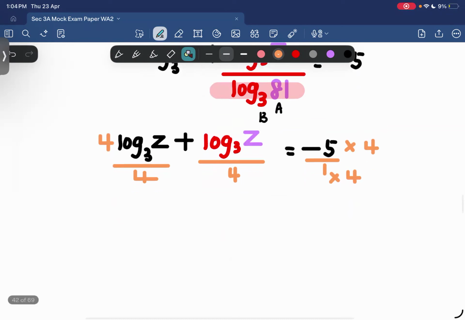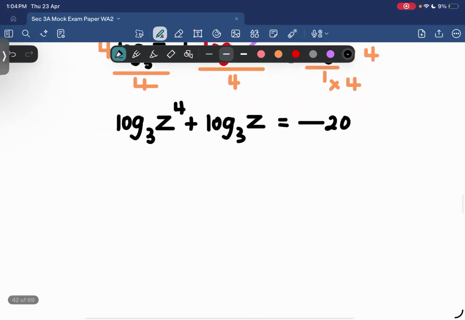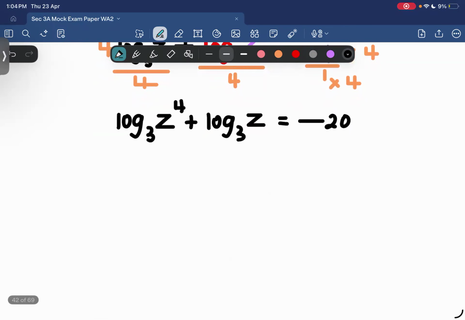So your denominator can throw away now. So this one, bring it up. Okay, you can bring it up. So this is what? Log 3 z power 4. This is log 3 z equals to -20. I just want to say there's many ways to do it. Okay, so that's why you must be very firm and very confident with your rules.